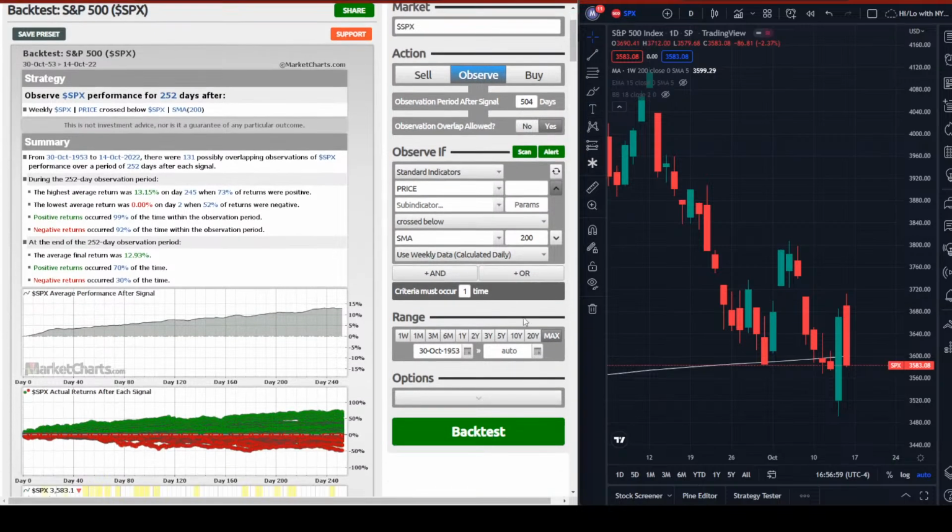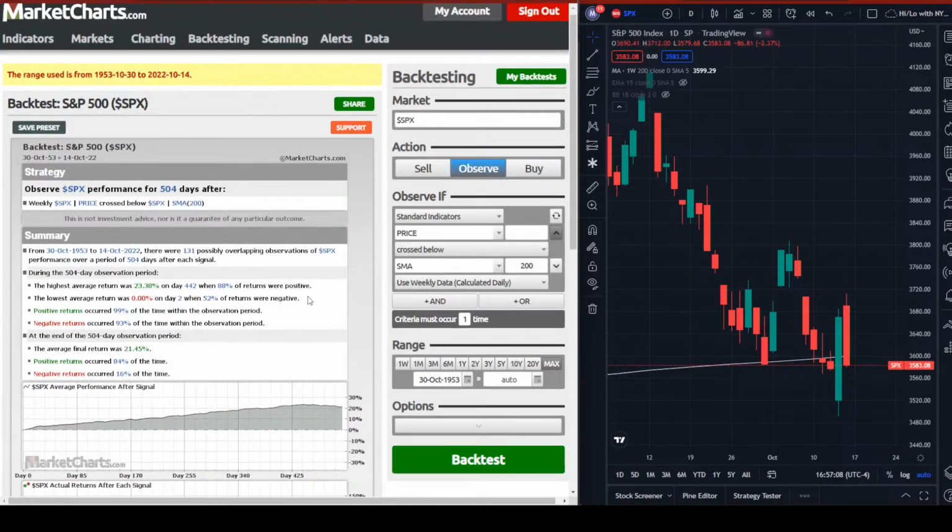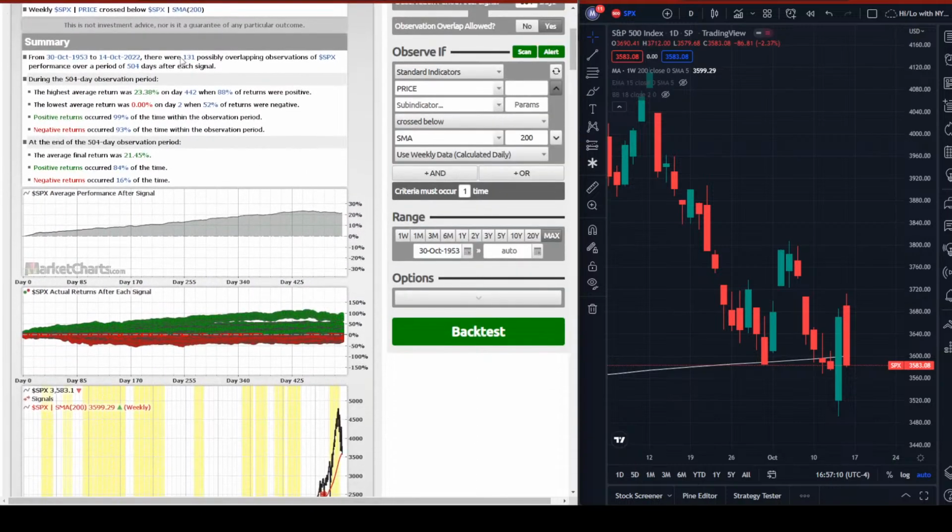All right, let's look at it on an overlapping basis. On an overlapping basis for 504 trading days, that would be about 2 years. We had 131 occurrences. 84% of the time we had positive returns. 16% of the time we had negative returns. We had a final average return during those 2 years of 21.45%. Okay, 21.45%. All right.